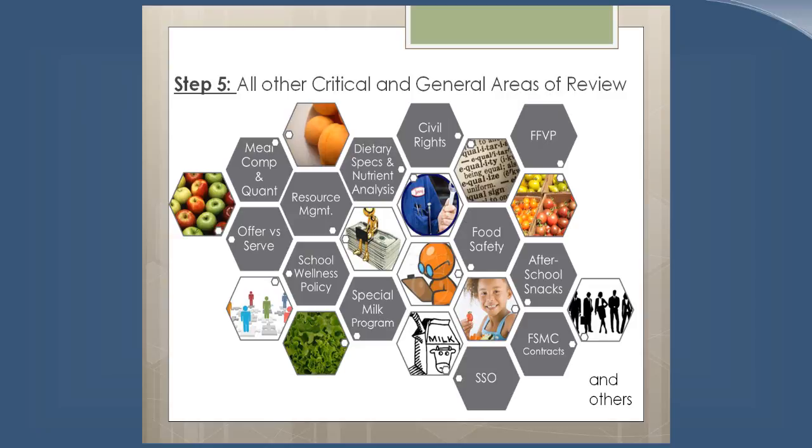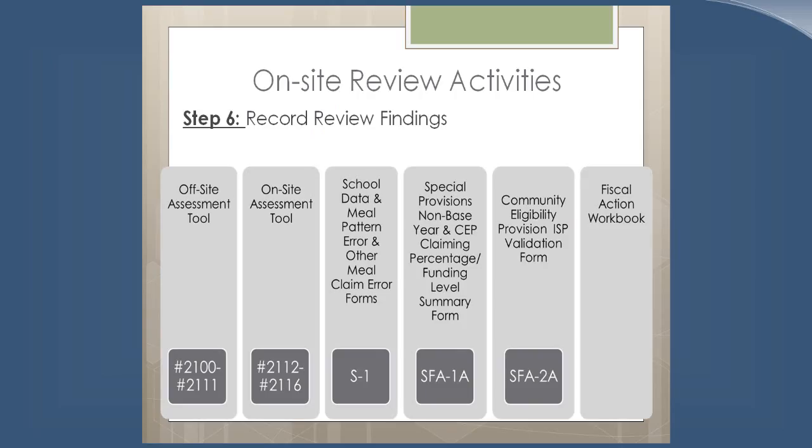Next, we're going to return our focus to how CEP relates to the Administrative Review by discussing the forms that are particularly relevant. There are a number of forms with relevance to CEP that must be completed as applicable during an administrative review. These include portions of the off-site assessment tool and portions of the on-site assessment tool. The S1 is used to record all special provision option site data. The SFA 1A is used to record all special provision option and SFA state agency validated claiming percentages.